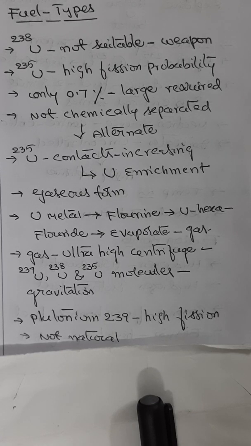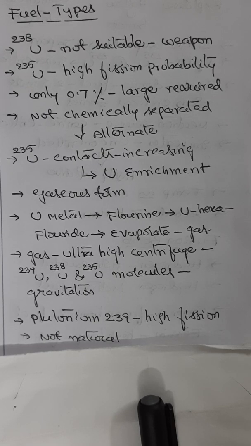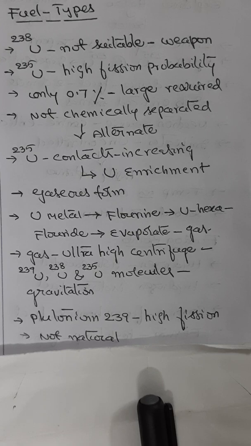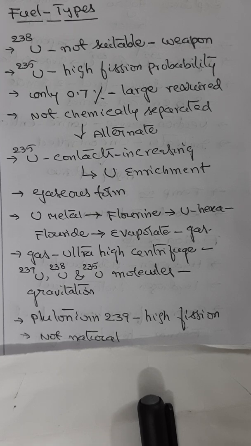This gas is then processed in ultra-high-speed centrifuges to separate the molecules with uranium-238 and uranium-235 gravitationally. As of now, only a few countries have the effective technology to produce reactor or weapon grade uranium. Research has shown that plutonium-239 has a high fission probability. However, plutonium-239 is not a naturally occurring element, but it can be produced as a byproduct in nuclear reactors.